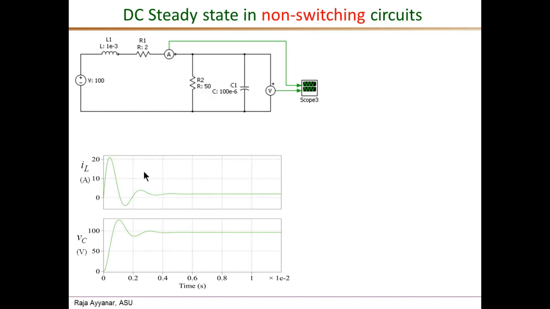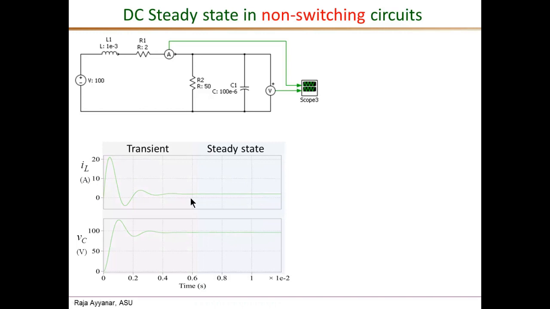So we would define this shaded region as the transient portion of this operation. That is when both the inductor current as well as the capacitor voltage are time varying, their magnitudes keep changing, they are oscillating. And this region shaded in a different color, blue, the region after t equals 0.6 seconds, is called the steady state, or a DC steady state in this case.